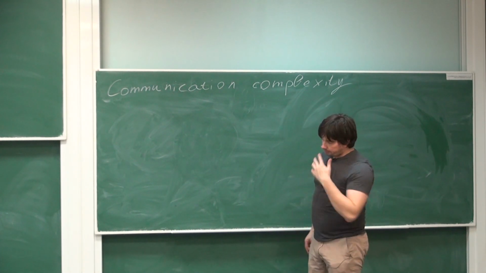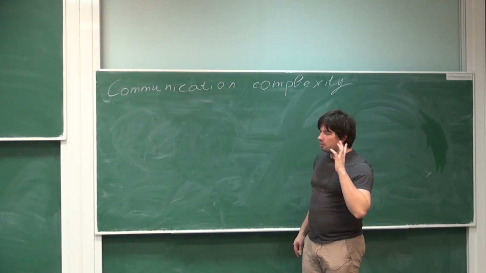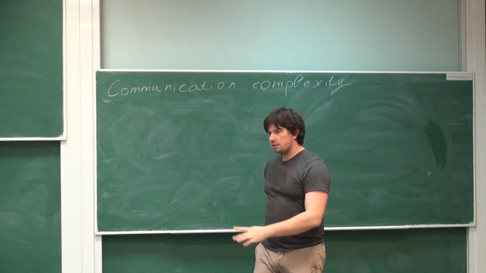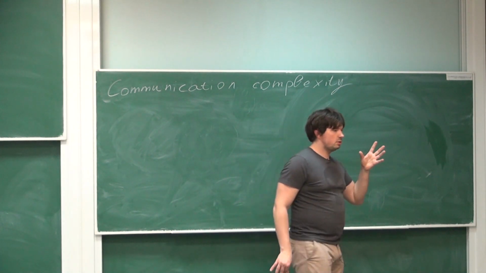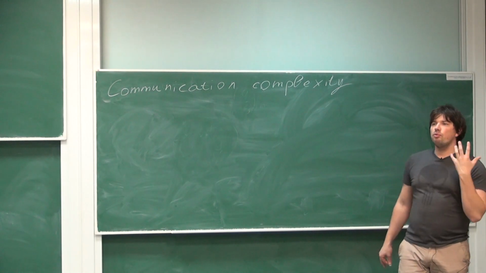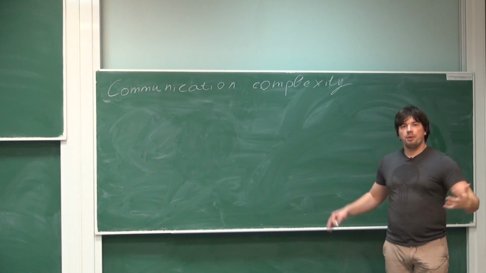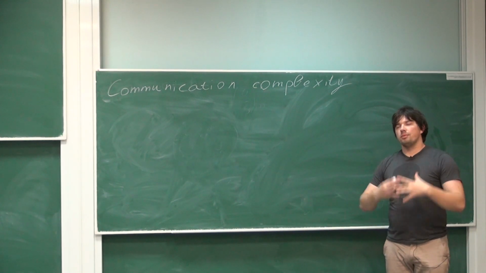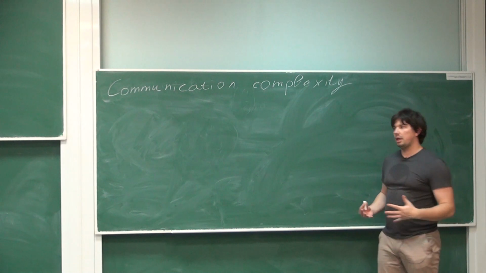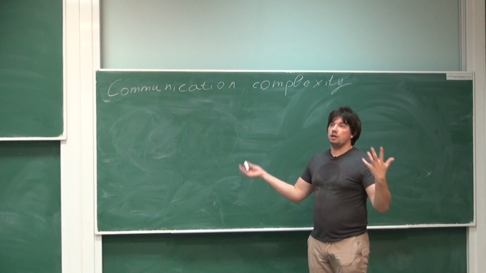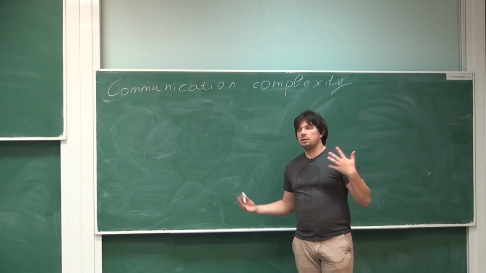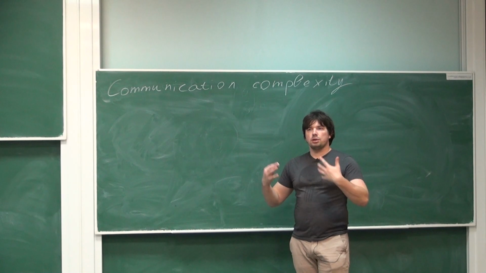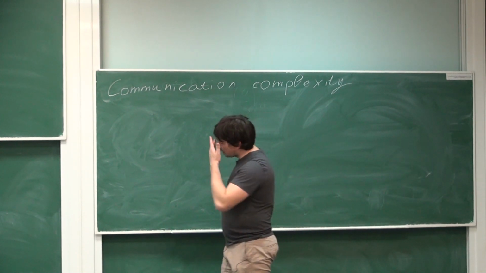So, in the most basic definition, we have two players, both have some information, and they want to know something about the union of information, and then they try to talk to each other and send as few bits of information as possible to actually do stuff.